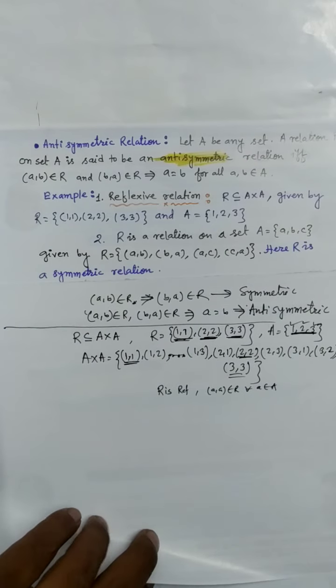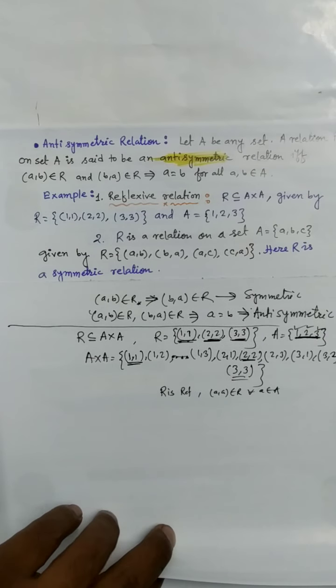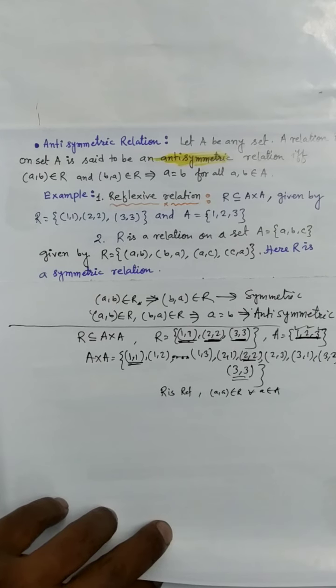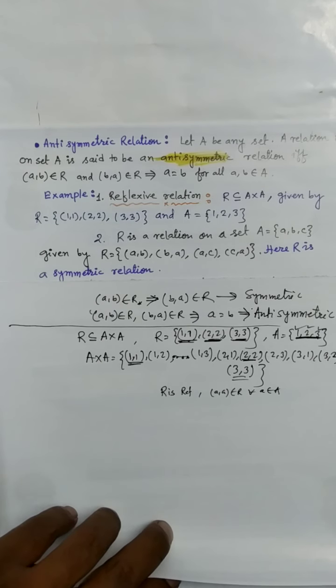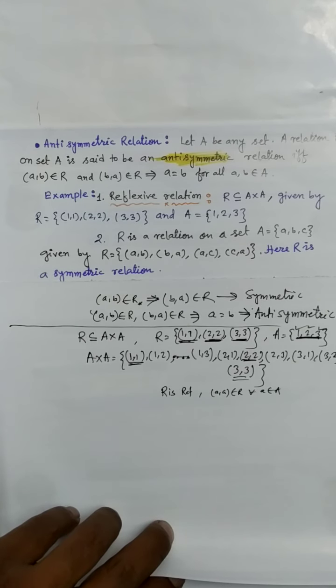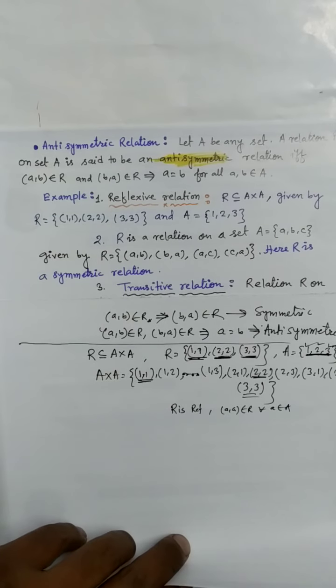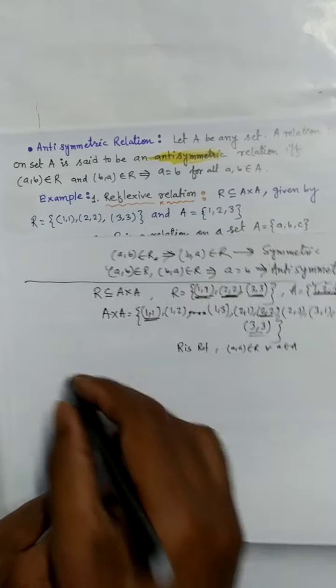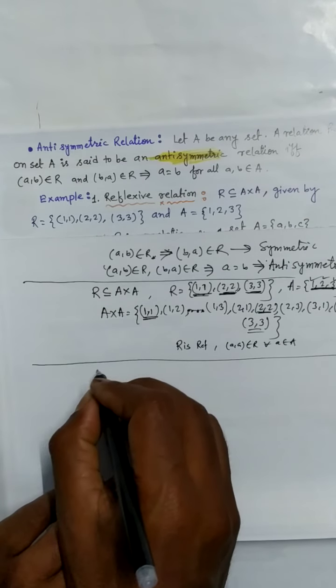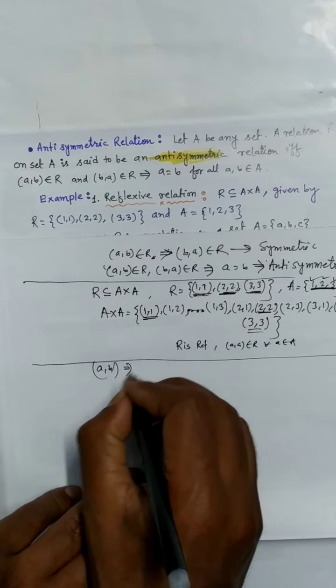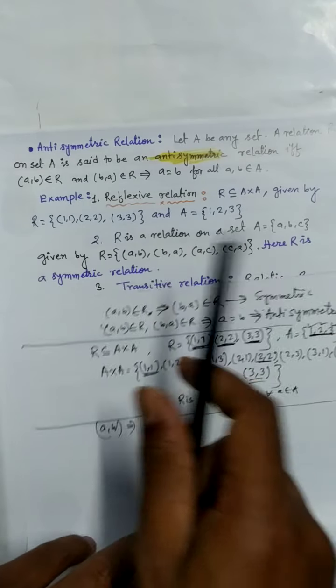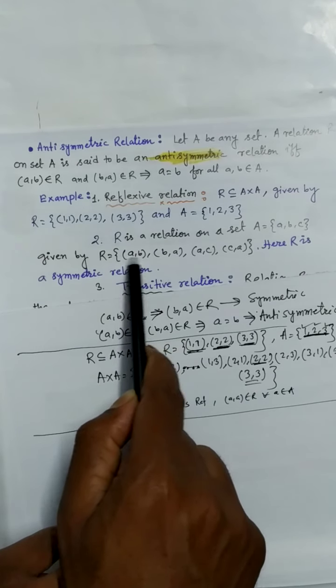Now see example 2, where R is a relation which is symmetric. R is a relation on a set A, where set A contains the elements A, B, C, given by R equal to {(A, B), (B, A), (A, C), (C, A)}. Here R is a symmetric relation. So why is it symmetric? Because we know the definition of symmetric relation. If (A, B) belongs to R, it implies (B, A) also belongs to R. So here you see (A, B) is there.